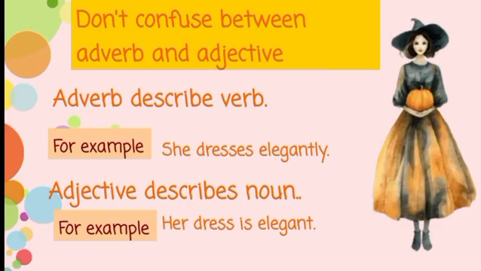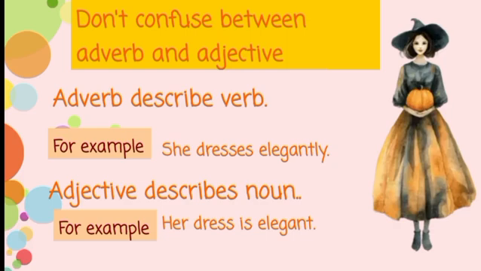Now there is a confusion between adverb and adjective. Look here. An adverb describes a verb and we know a verb is an action word. Next, an adjective describes a noun and we know a noun is a naming word. Now look at the example. She dresses elegantly. Here dresses is a verb. Now elegantly is an adverb because it is giving us more information about the verb.